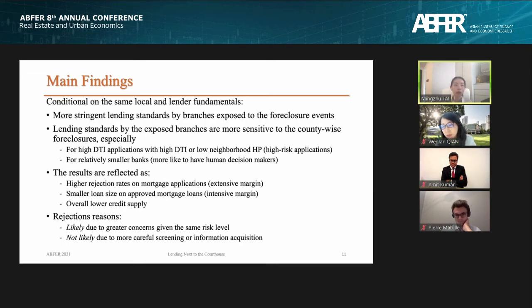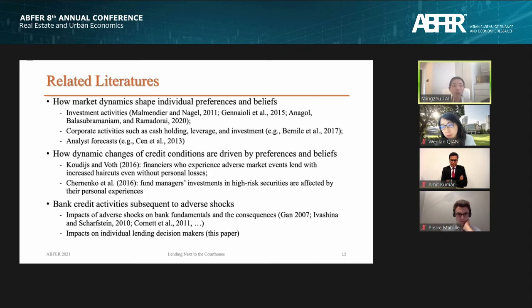And our paper is related to three strands of literature, including how market dynamics shape individual preferences and beliefs, how dynamic changes of credit conditions are driven by preferences and beliefs, as well as the broader literature that investigates bank credit activities subsequent to adverse shocks.